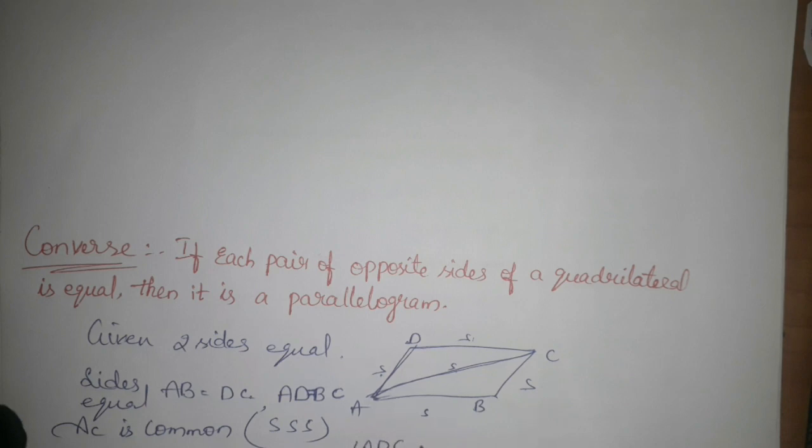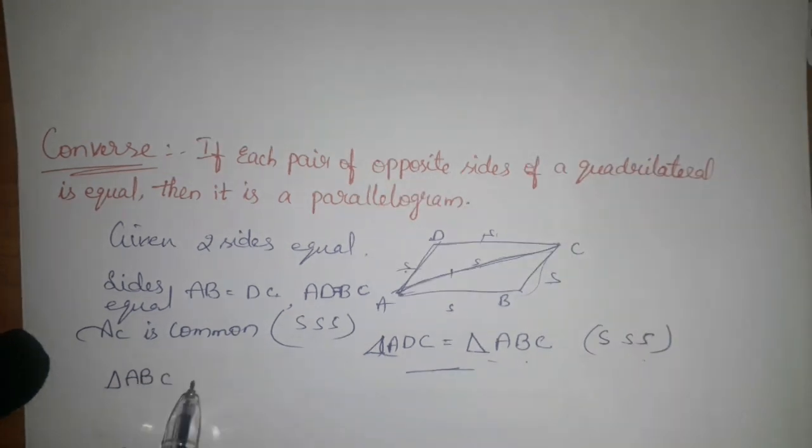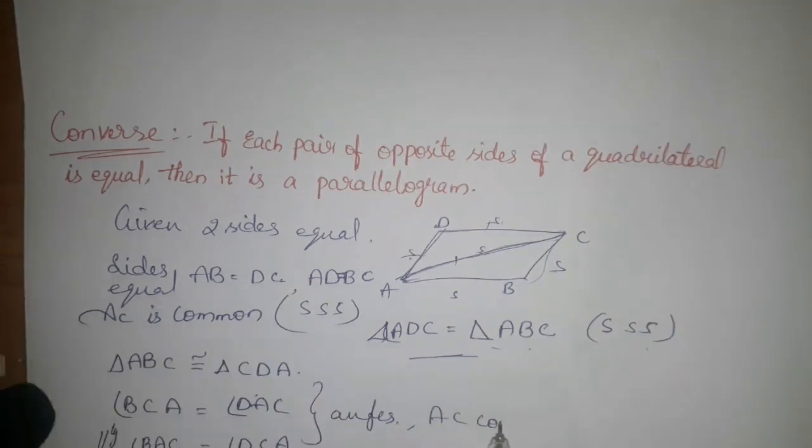Triple S rule. So, angle BCA equal to angle DAC. Similarly, the other angle BAC equal to angle DCA. AC is common here for these three sides. So, two triangles are congruent. Hence, angles are equal by CPCT. If alternate interior angles are equal, then lines are parallel.